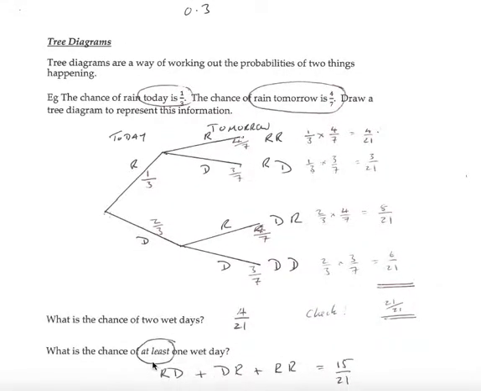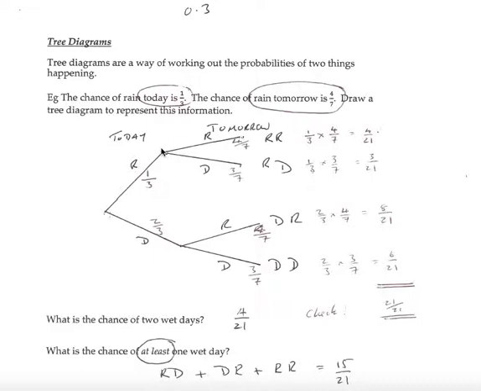At least 1 wet day. At least 1 wet day means 1 wet day or more than 1 wet day. So I'm looking at these 3 options. Rain followed by dry, dry followed by rain, and rain followed by rain.